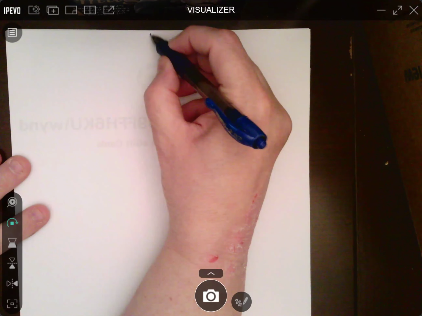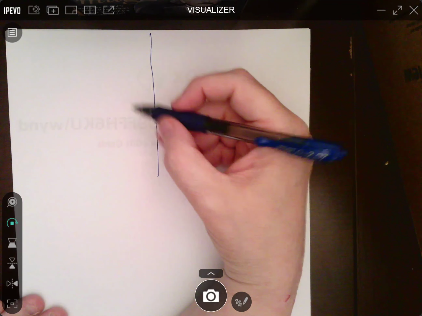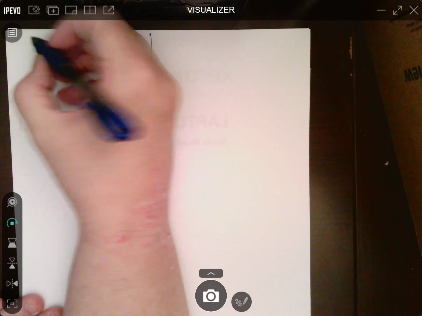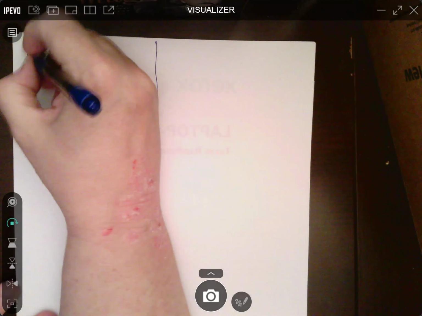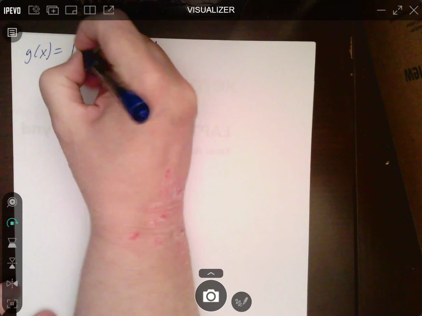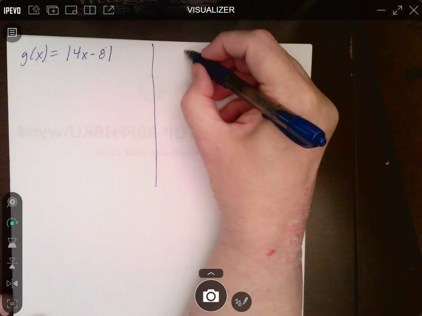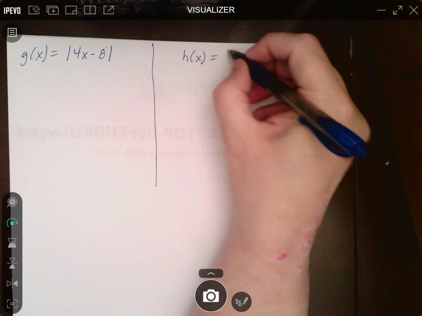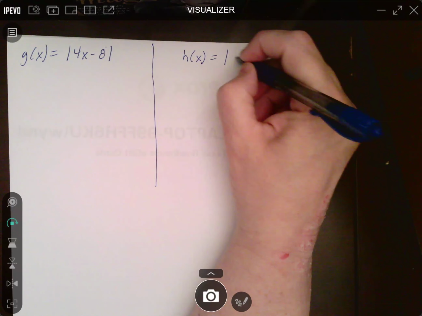So rewrite both of these as piecewise functions. Was that f of x I did? Let's see. That was f of x. So we're going to say g of x equals the absolute value of 4x minus 8, and h of x equals the absolute value of 4 minus 6x.